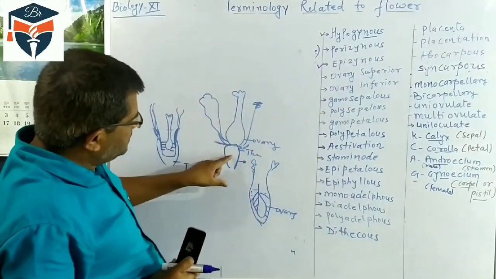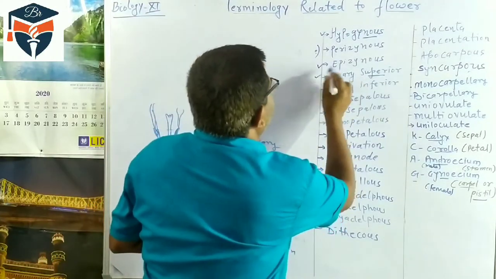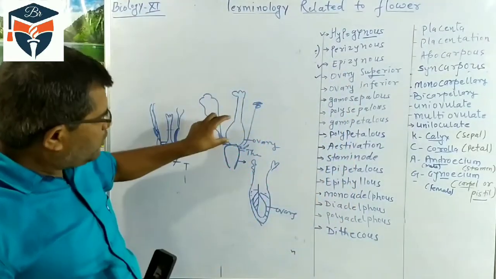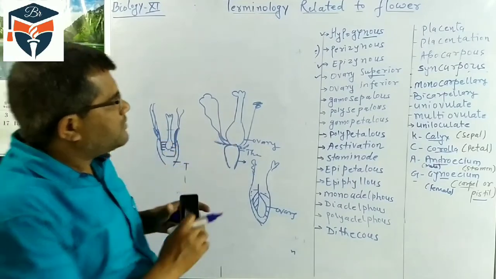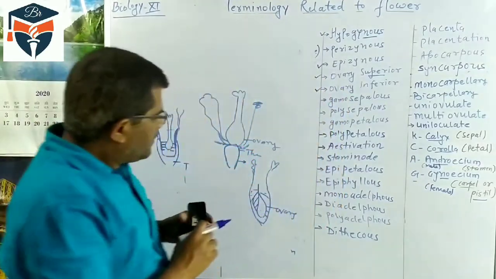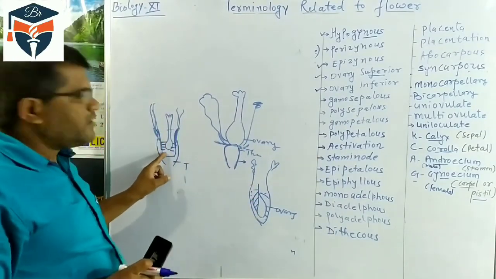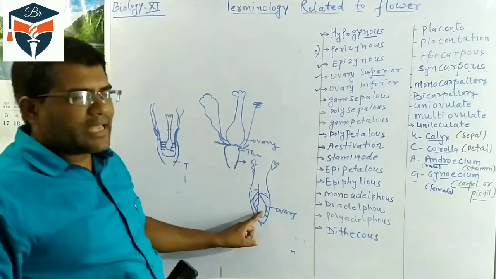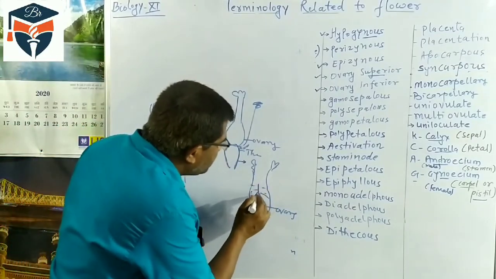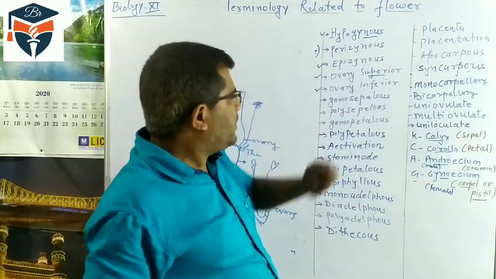In such cases, the ovary is on the thalamus, so this ovary is called ovary superior. The term used is ovary superior; it means the ovary is on the thalamus. Ovary inferior: if the ovary is inside the thalamus, either half inside or fully inside, it is called ovary inferior.